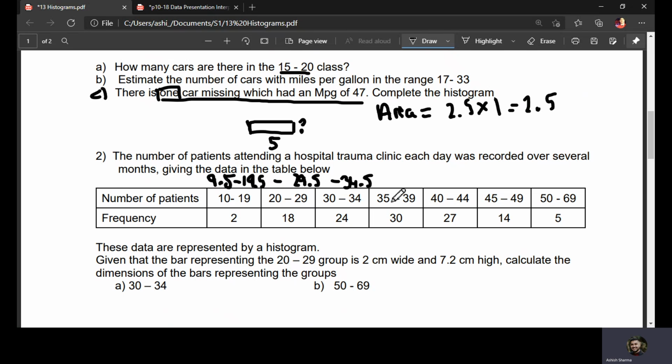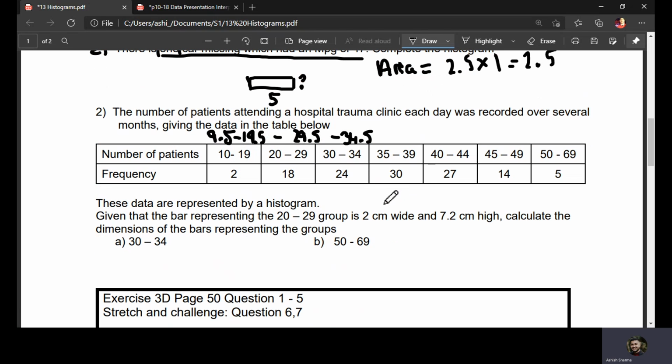Okay, right. These data are presented by the histogram. You're told that a bar representing the 20 to 29 group is 2 centimeters wide and 7.2 centimeters high. So given that information, we've got to calculate the dimensions of these bars in centimeters. So we've got to find the width and height of these bars in centimeters. A bit more challenging, this question. So let's imagine this situation here.